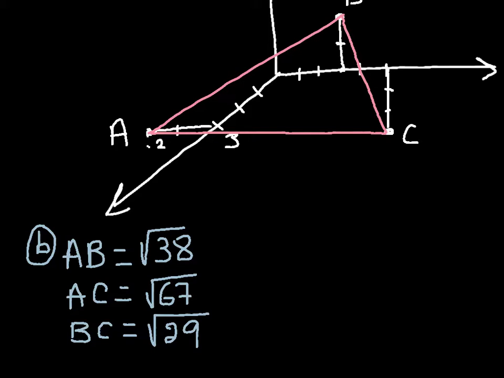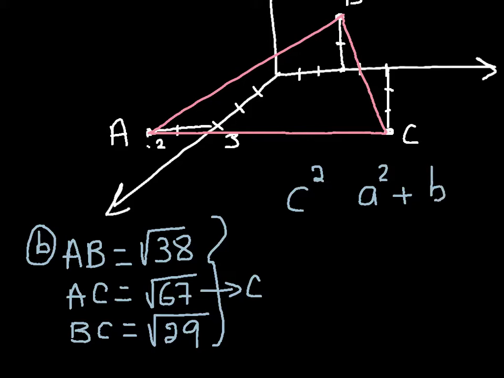Now we want to select the largest of these 3 sides: square root of 38, 67, and 29. It seems to me this is the largest. I'm going to call this one C. I want to compare C squared to A squared plus B squared. Based on the formula, if these are equal, it will be right. If C squared is bigger, it will be obtuse. If C squared is smaller, it will be acute.